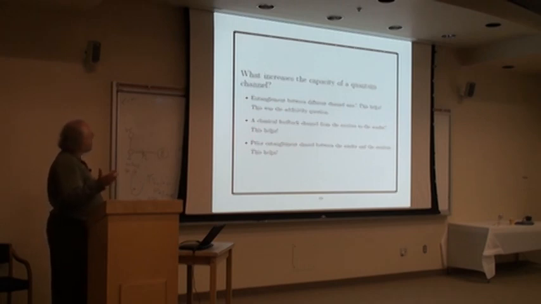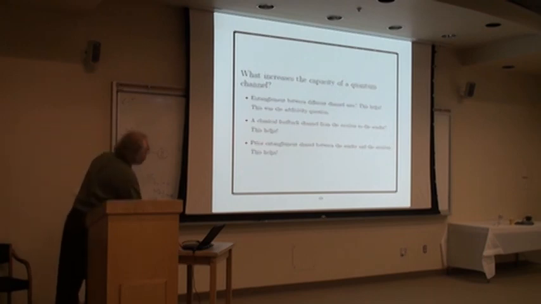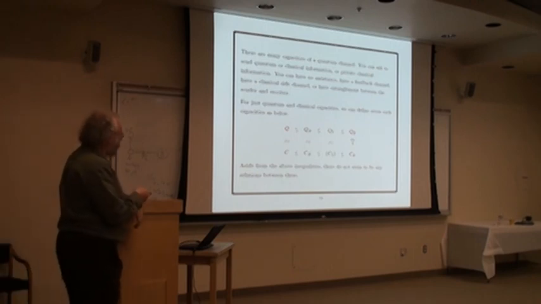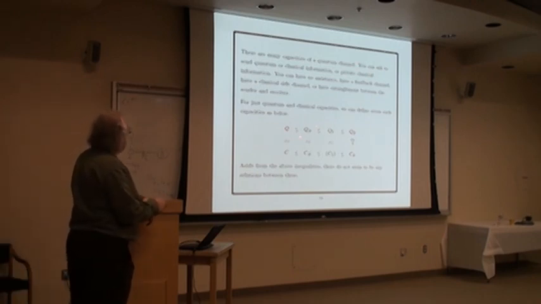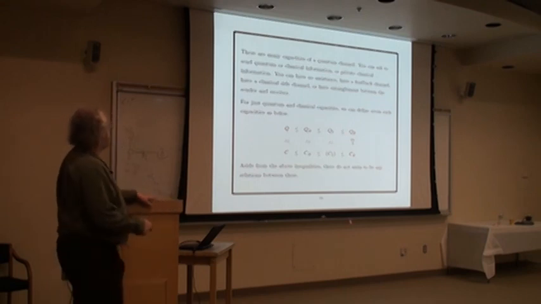Well, in quantum information, you can show this helps. And prior entanglement shared between the sender and the receiver. Well, you just thought this helped. So now you can ask about the quantum capacity. You can have a back channel from the receiver to the sender. You can have a classical side channel, which is two ways. Or you can have the sender and receiver share entanglement.